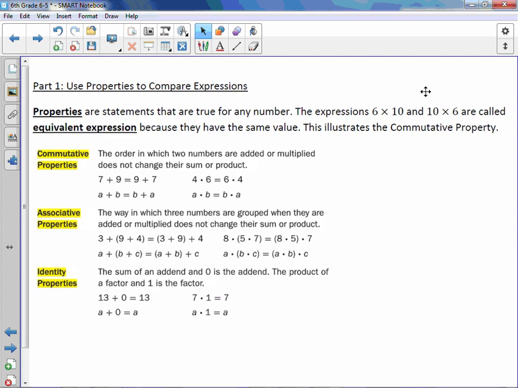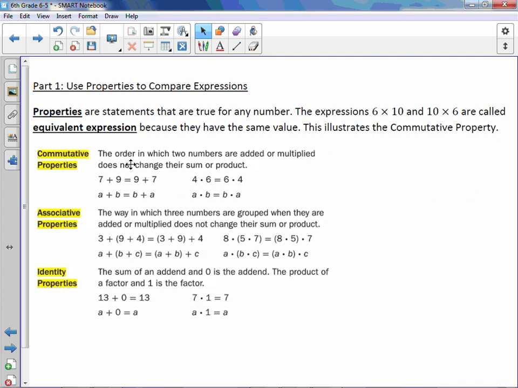The expressions 6 times 10 and 10 times 6 are called equivalent expressions because they have the same value. This illustrates the commutative property. So we have three properties we're going to talk about today. The first one is the commutative property.